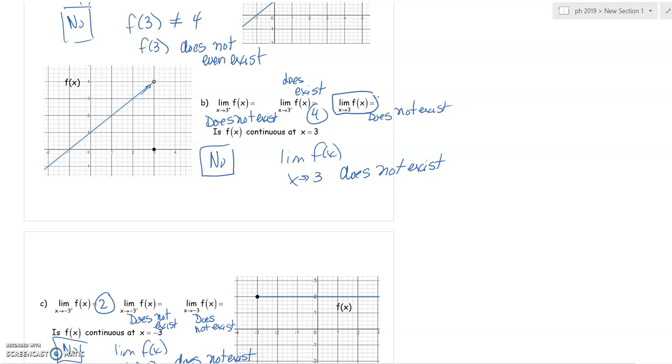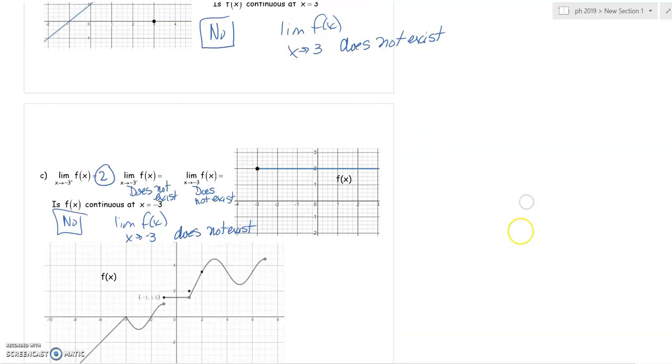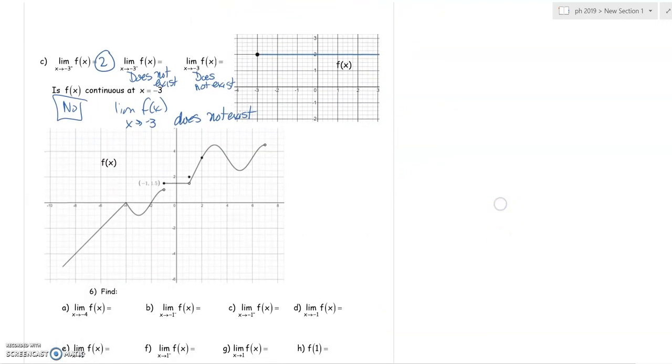f of x is not continuous at x equals 3 because the limit of the function as x approaches 3 does not exist. Lastly, part C, notice that they're asking you about the limit of the function as x approaches negative 3. As x approaches negative 3 from the right-hand side, the y value, the f of x, is approaching 2. But notice there is nothing on the left. So if I say the limit of the function as x approaches negative 3 from the left, that limit does not exist. In order for a limit to exist, the right-hand limit has to exist, the left-hand limit has to exist, and they have to be equal. So that's why the limit of the function as x approaches -3 does not exist.